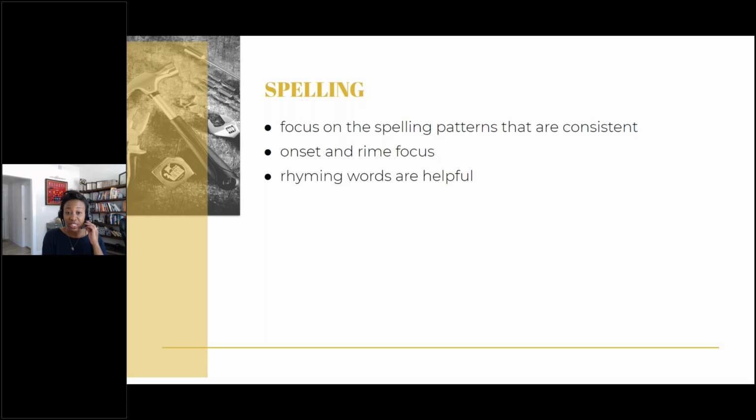Spelling, focusing on spelling patterns that are consistent. So we all know English is tough. We all know that spelling in English is really difficult because there are so many exceptions. But in this course, they said that there is consistency in the spelling of the English language, and focusing on those consistencies can equip those with learning differences with some information, with a tool to help them start, to help them develop skills for spelling. They also talked about onset and rhyme focus, onset meaning the beginning of the word and rhyme meaning the end of the word, and that rhyming words are helpful.